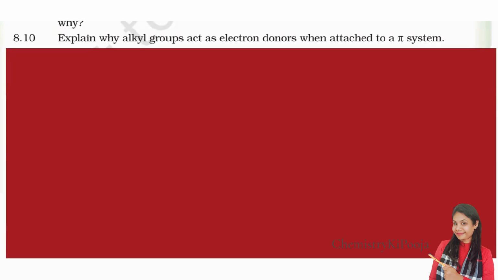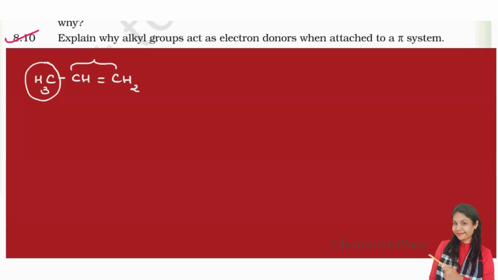Now the next question: explain why alkyl groups act as electron donors when attached to a pi system. Basically, whenever an alkyl group is attached to a pi system, let me take one example. This is CH3-CH=CH2. So this alkyl group is attached to a pi system, okay? And then why do they behave like an electron donor?